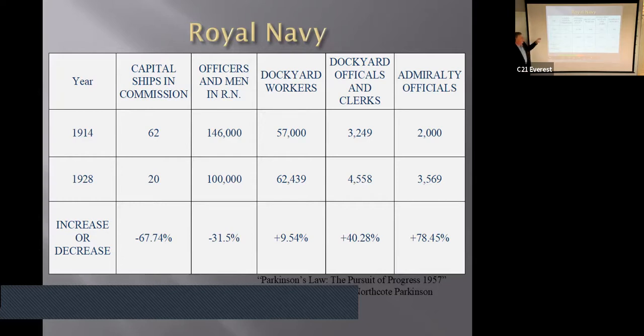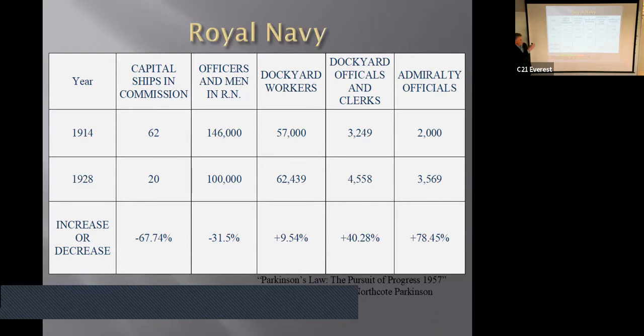As I mentioned, he was studying the Royal Navy. What he found is in 1914, the number of ships that the Royal Navy had in commission was 62. They had 146 officers and men in the Royal Navy. There were 57,000 dockyard workers. The dockyards and officials and clerks, 3,200. The Admiralty officials was 2,000. Well, then notice 14 years later, they go from having 62 ships down to having 20. So it reduced by 67% the number of ships they had in commission. Notice the officers and men in the Royal Navy went down 30%.